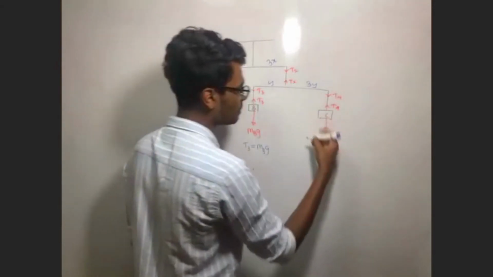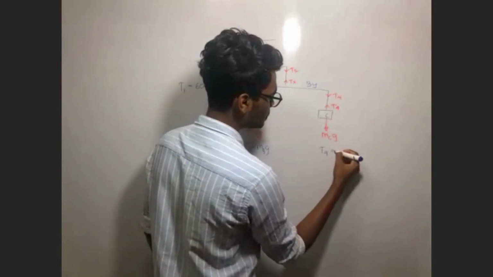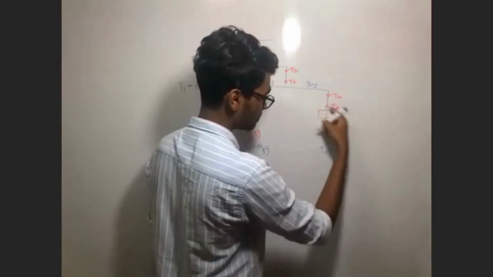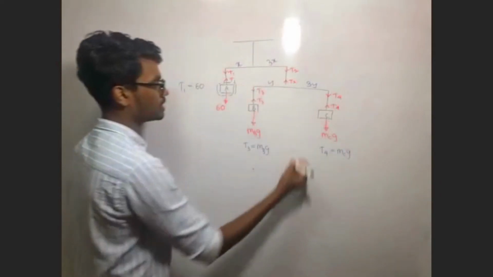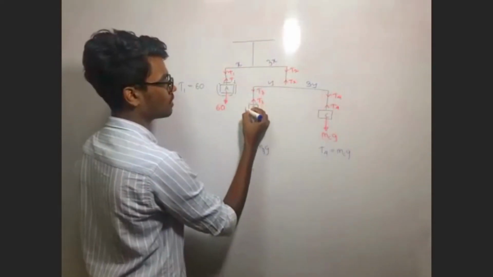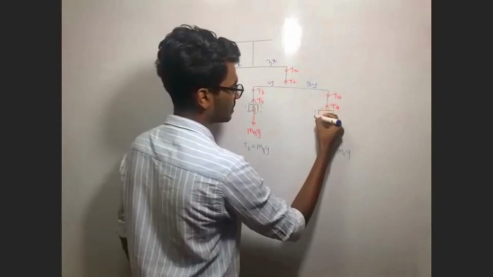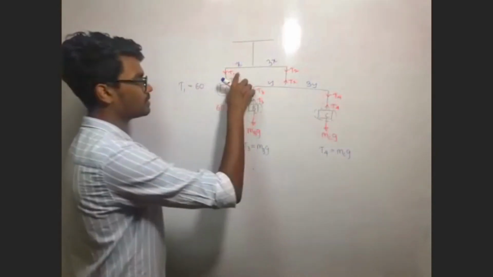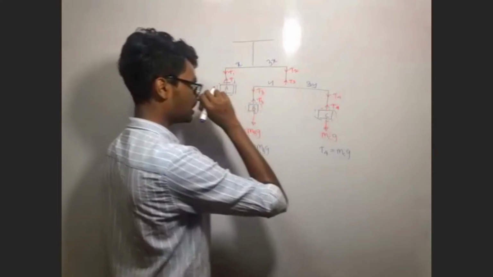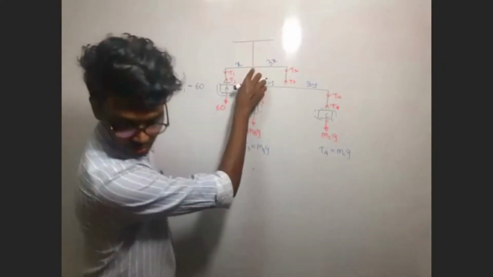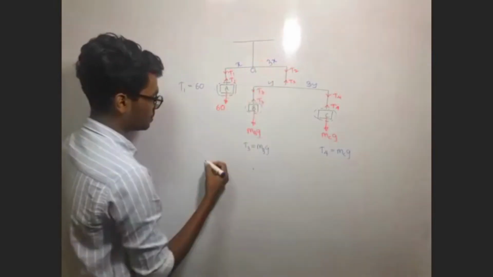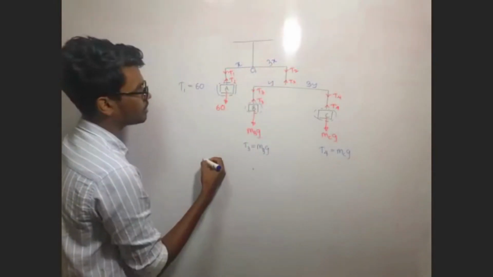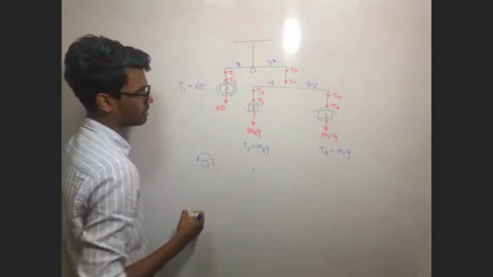If you apply equilibrium to C, T4 is equal to MCG, right? So vertical equilibrium for all these objects. Now I have found T1, T3, and T4. Now I'm going to apply moments around this joint. Let's assume this joint is O1. So around the O1 joint, I'm going to apply a moment.